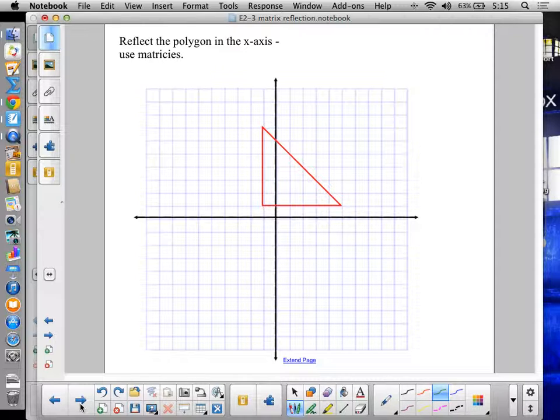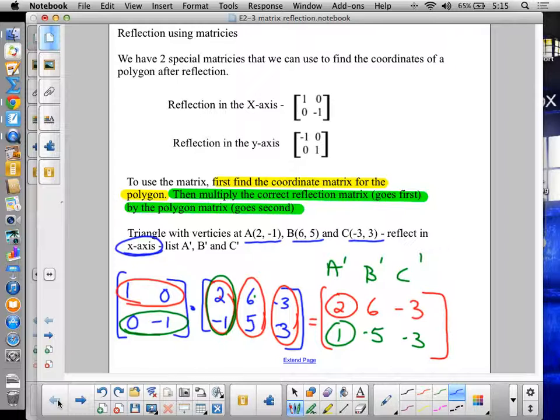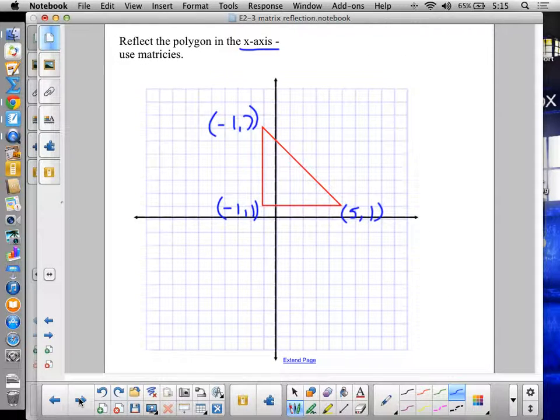So again, my points, the first thing you want to do is identify where my points are. My points are at negative 1, 1. This point is 1, 2, 3, 4, 5, 1. And this point is negative 1, 7. I want to reflect in the x-axis. So I go back, I look, for the x-axis, 1, 0, 0, negative 1 is my reflection matrix.